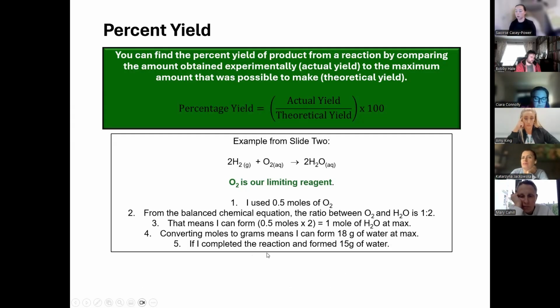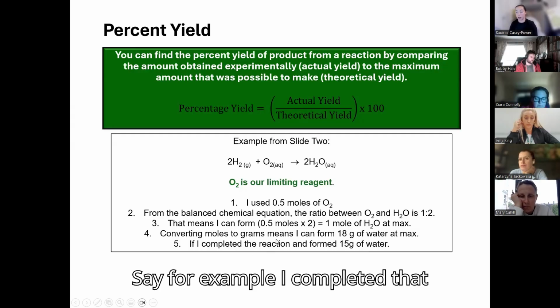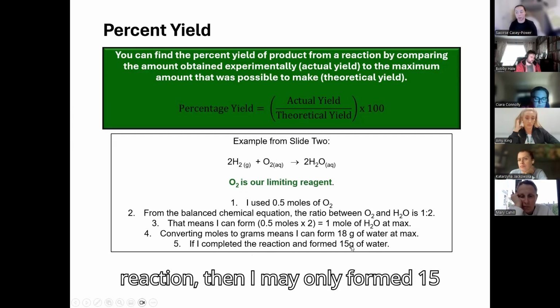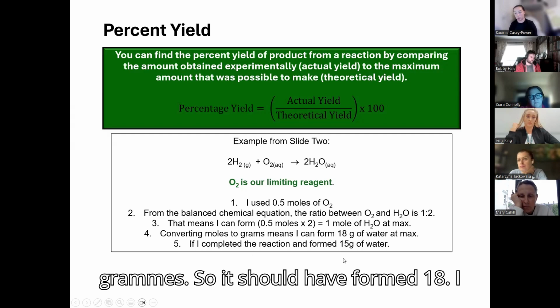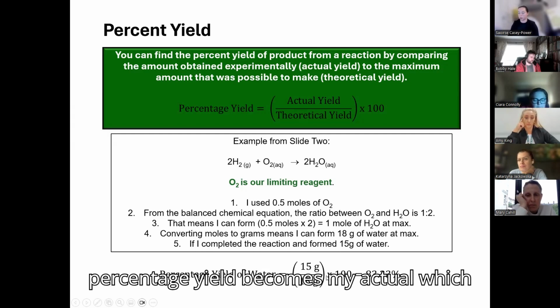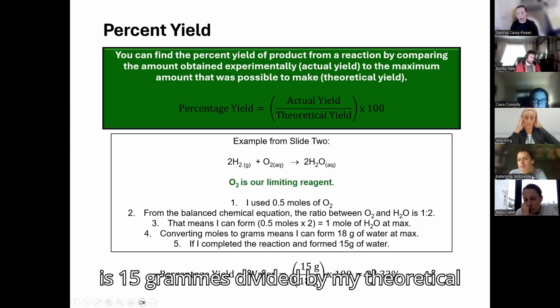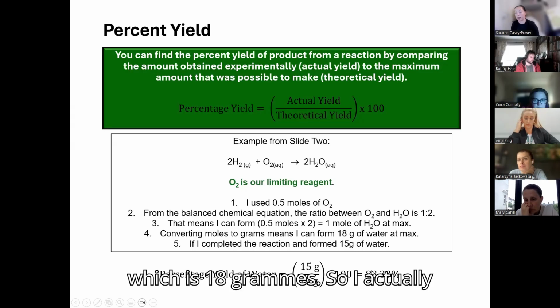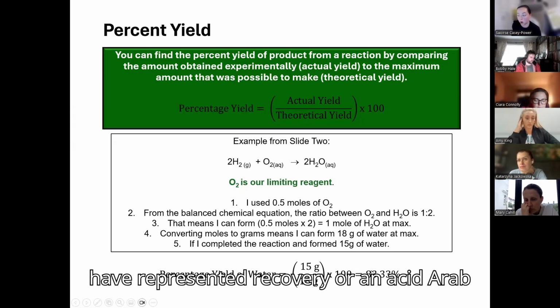Say, for example, I completed that reaction and I only formed 15 grams. I should have formed 18, but I only formed 15 grams. So my percentage yield becomes my actual, which is 15 grams, divided by my theoretical, which is 18 grams. So I actually have a percentage recovery or an assay of 83.33%.